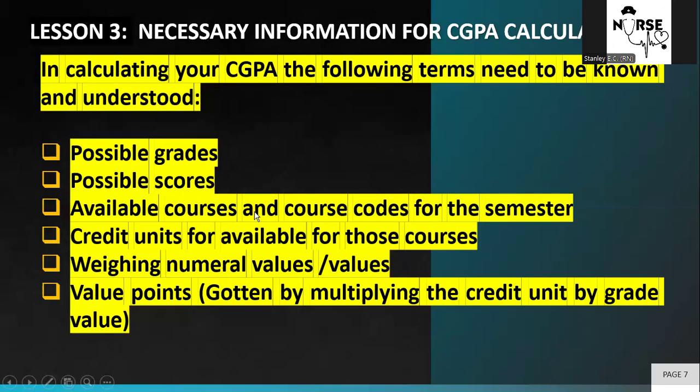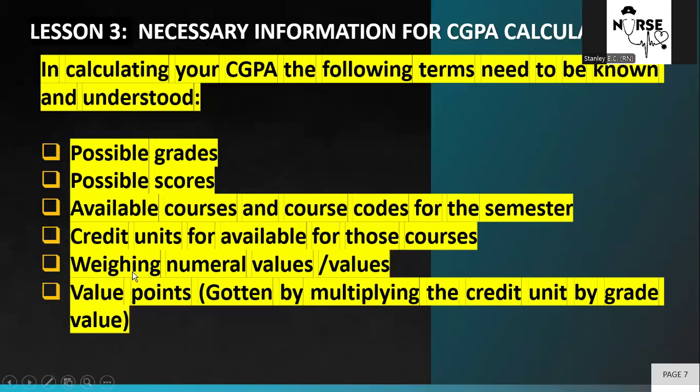Okay, what are the available courses and course codes for the semester? You want to know how many courses you are doing per semester. Please take note of these things. They are what you need to calculate your CGPA. You need to know the available courses for your semester. Are you doing 12 courses? Are you doing 5 courses? Are you doing 8 courses? Okay, number 4, credit units that are available for those courses. You want to know what the credit units are for that course.